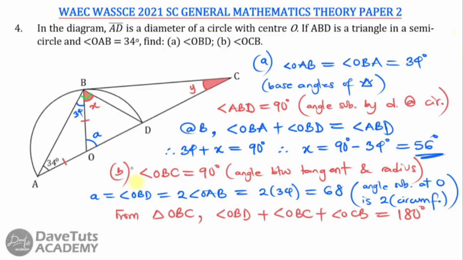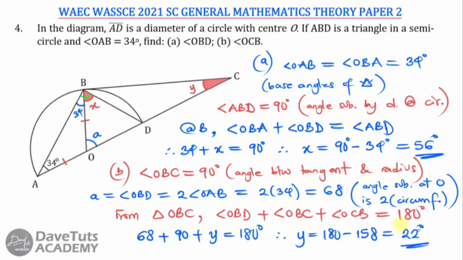And since I have that, I can now say, what is OBD? OBD we just got to be 68. So I can say 68 plus OBC, we have gotten that to be 90, plus the angle we are looking for, OCB, plus Y, that is 180 degrees. Such that the Y that we are looking for is 180 minus the sum of 68 and 90, which is 158. And if I subtract that, this will be 22 degrees.